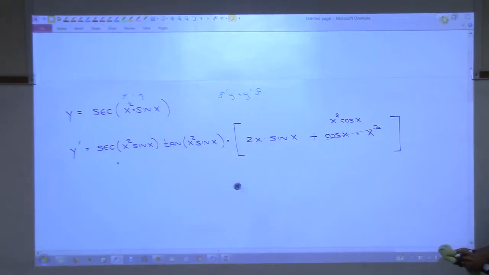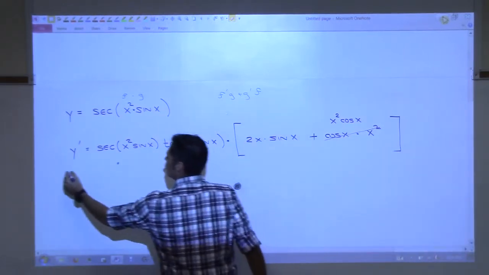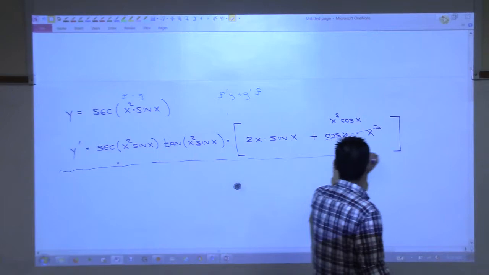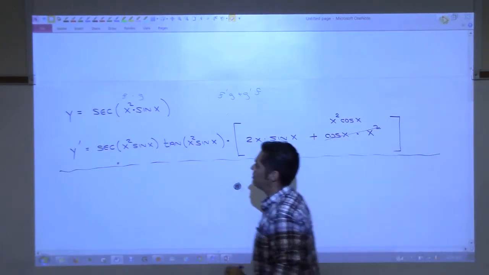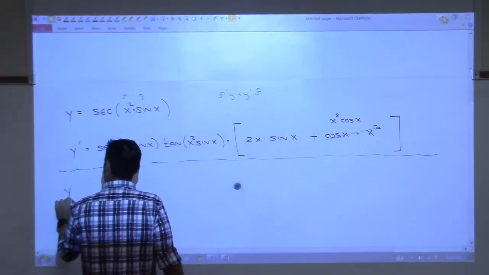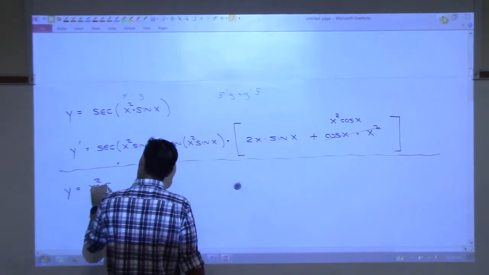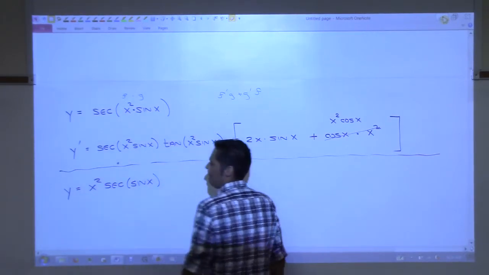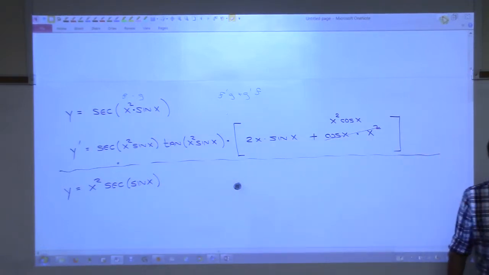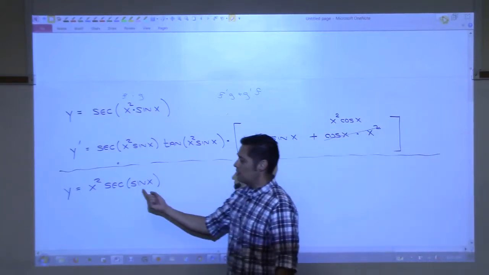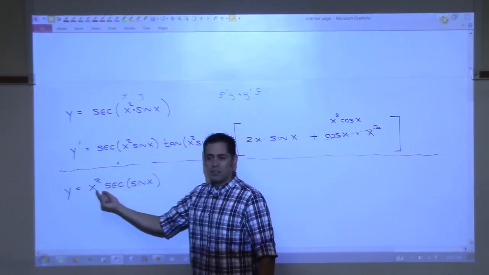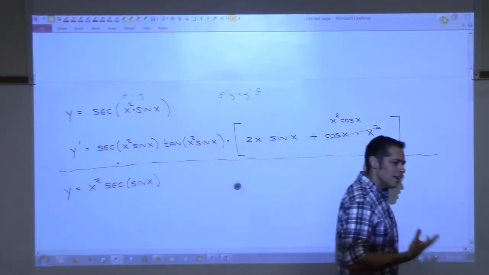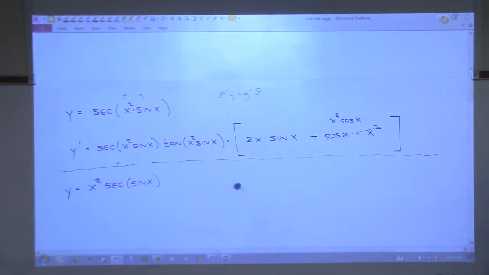I would like to compare that answer right there. Let's do a different problem underneath this. I'm just going to tweak that problem just a little bit. I'm going to do y is equal to x squared secant of sine x. So I rewrote the problem a little bit. Instead of putting that x squared inside the secant, I actually pulled the x squared out. Now how does that change the approach?